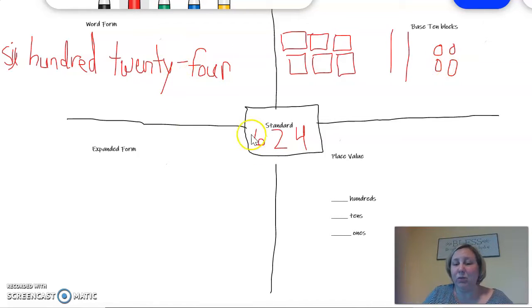So boys and girls, we have talked about 3 different ways to write numbers. The standard form is just the digits. Then our word form, using our words, and then using our base 10 blocks and drawing it out. Tomorrow, we are going to talk about our place value and how to show that.